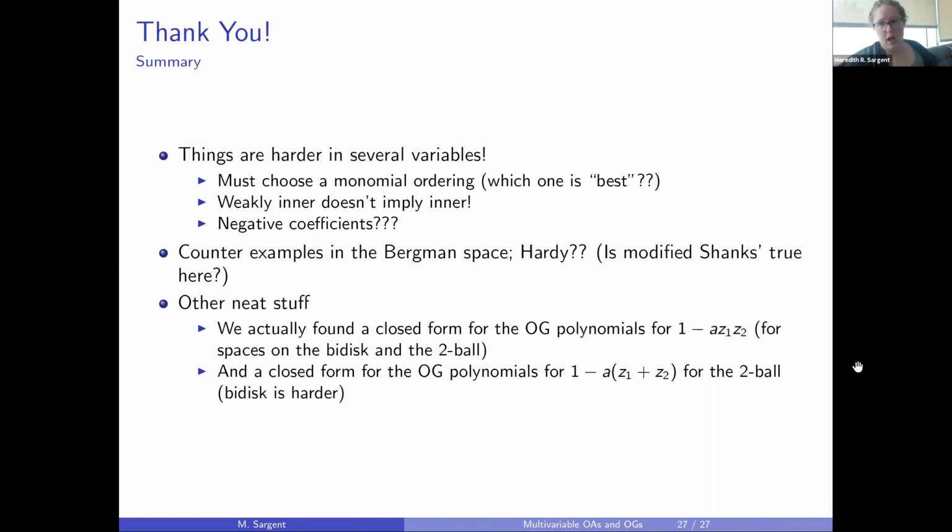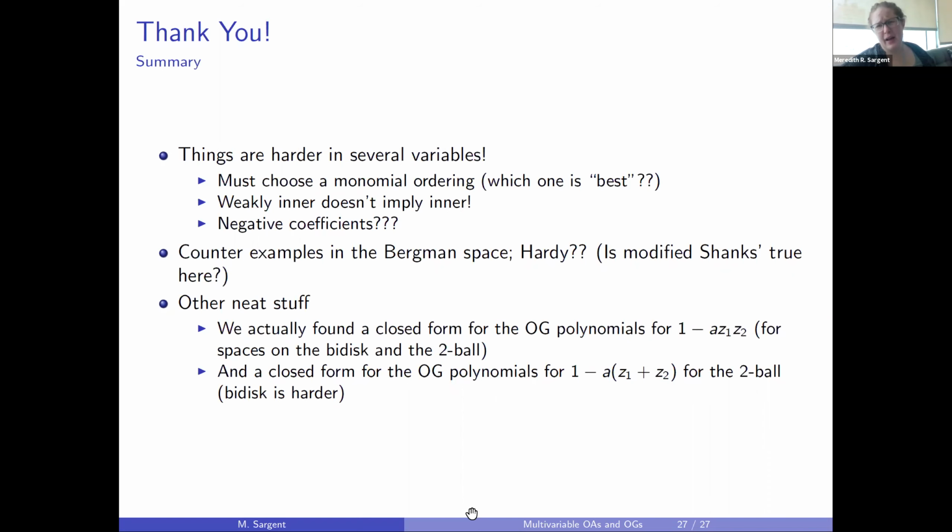We don't know. And there was some discussion as well about, okay, we have this counterexample in the Bergman space, but how Bergman-y does something have to be in order for it to break? And there's a couple other neat things. We found closed forms for some orthogonal polynomials, which I think is cool. For this case, it's secretly a one-variable problem that worked in both the bidisk and the ball.